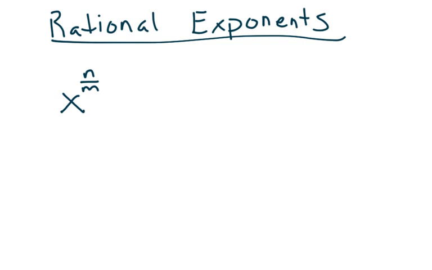Rational exponents. So a rational function means we're talking about fractions. So we're talking about exponents that are fractions here. So something like x to the n over m power.